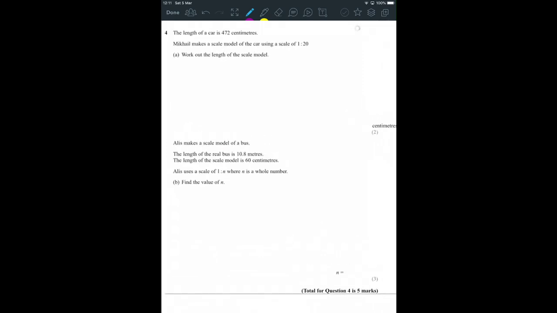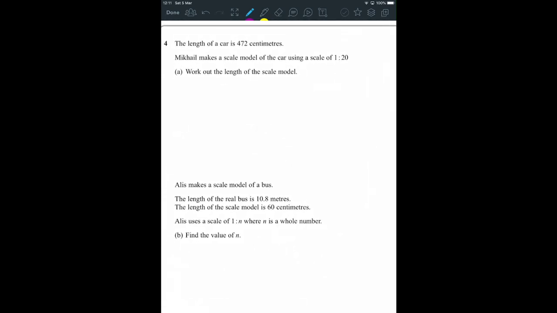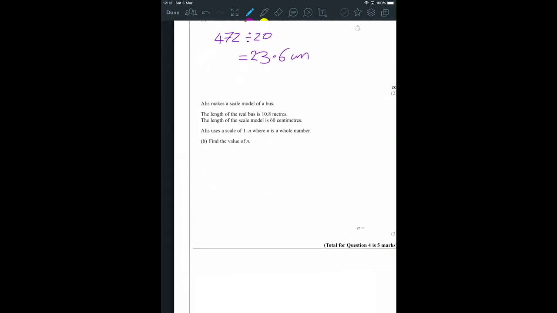We have the length of a car, and we're having a scale model. Work out the length of the scale model. So we've got a 1 to 20 scale, which is saying that real life is 20 times larger than the model. So going back to the model, that's 20 times smaller. So we're dividing by 20. And we're getting a model length of 23.6 centimeters, which is reasonable for a model.